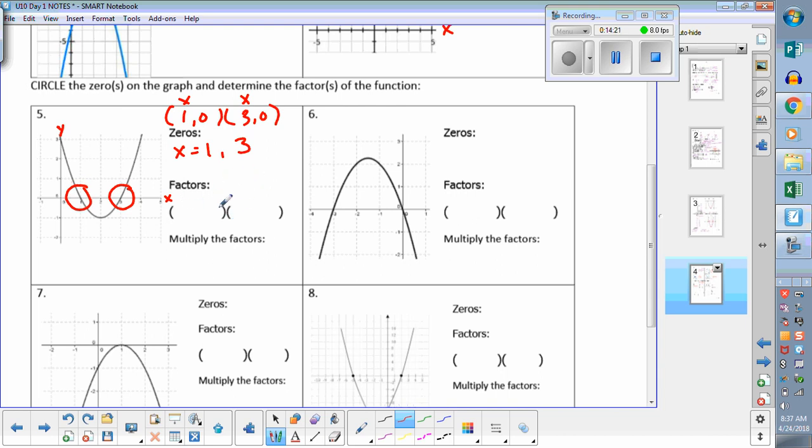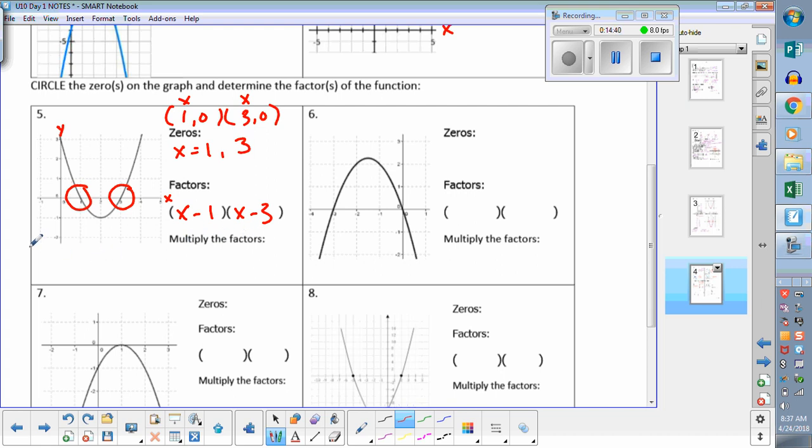Now, how do we factor this out? We see we have a positive 1, so we can say x. Remember, if it's a positive, we're going to switch it to a negative. So x - 1. And then we can write x - 3. Now they want you to multiply these out. Remember how we did this before?